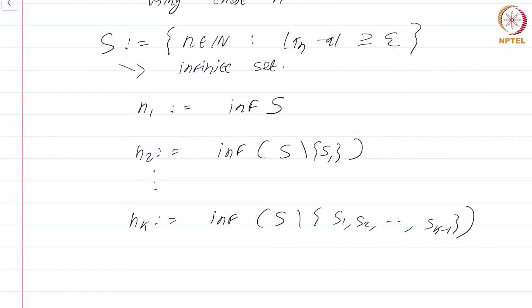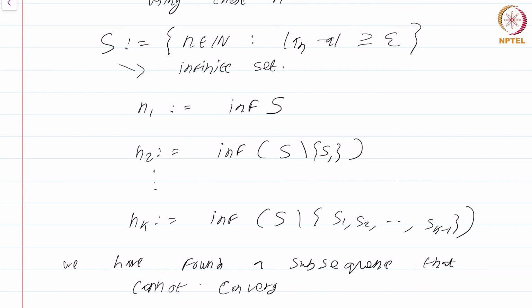Okay. So, you have found a subsequence that cannot converge to A. That's how this subsequence was constructed. That cannot possibly converge to A. This is a contradiction. So that means our original hypothesis that a_n does not converge to A is wrong. And this concludes the proof.